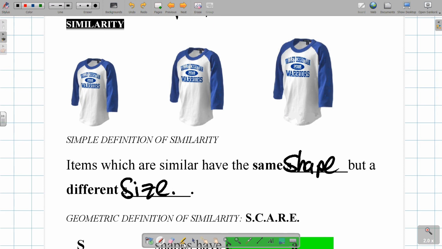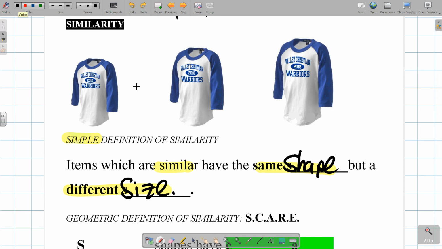Here is a simple definition of similarity, kind of like a layman's term. Items which are similar have the same shape but a different size. I'd like you to just underline these words. Similar, same shape, different size. Say that with me again. Similar, same shape, different size.